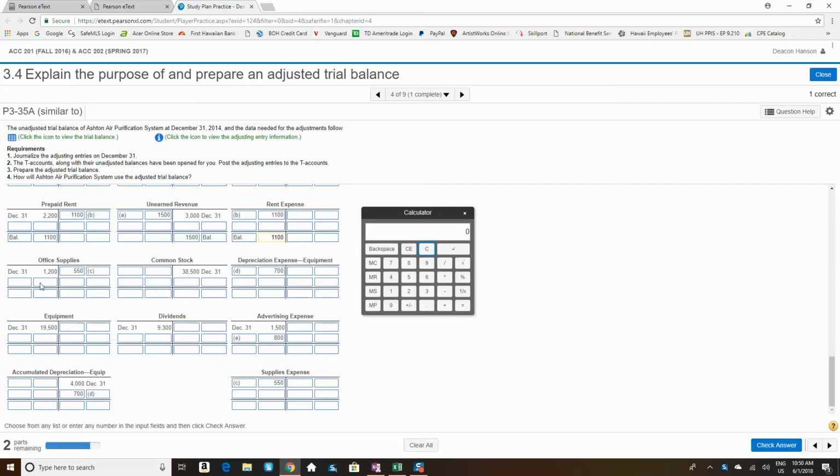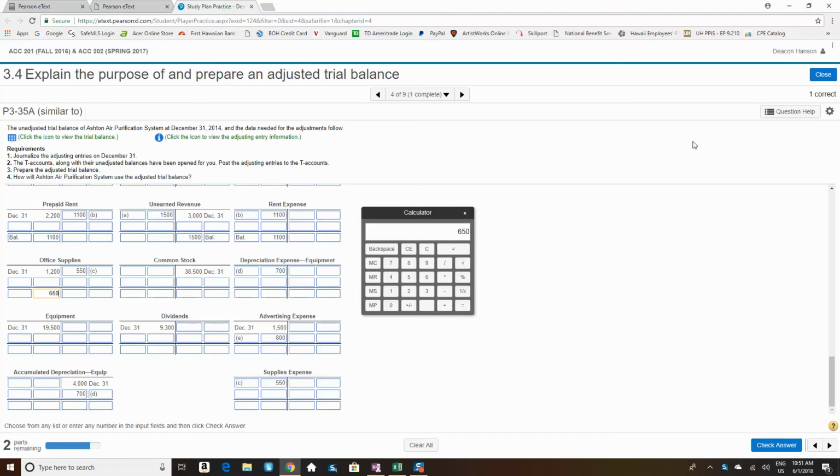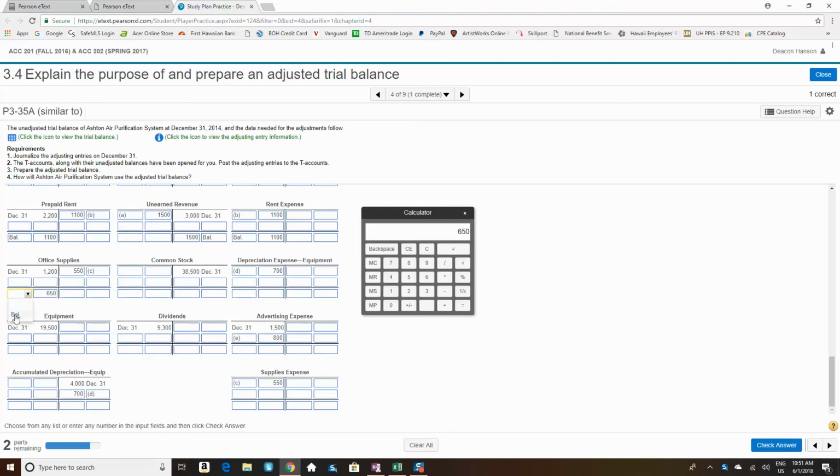Okay. Office supplies is a good one to look at. You started with 1,200 and you have a credit of 550, so you subtract 550. So you're left with 650. See? I put it on the side where there's more, right? There's still more on the debit side than on the credit side, so the difference is going to end up on the debit side. Okay. Common stock did not change. You just need to bring the balance down.